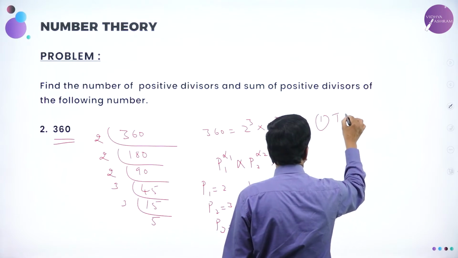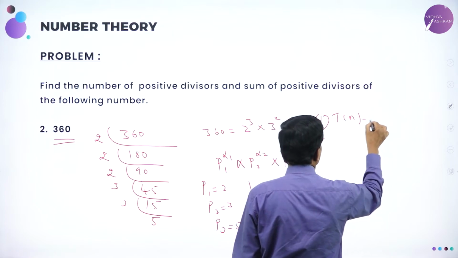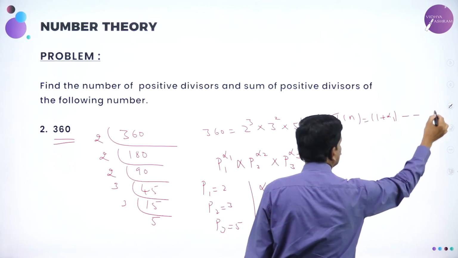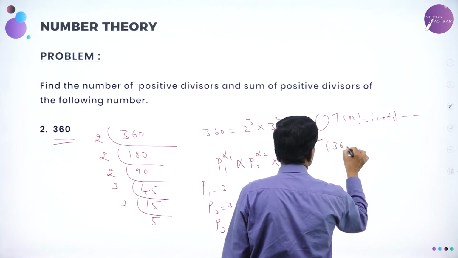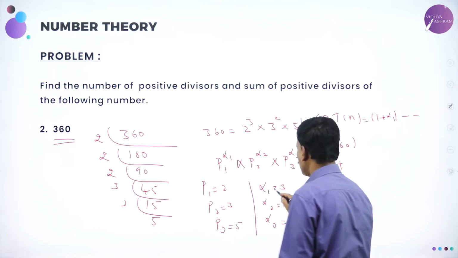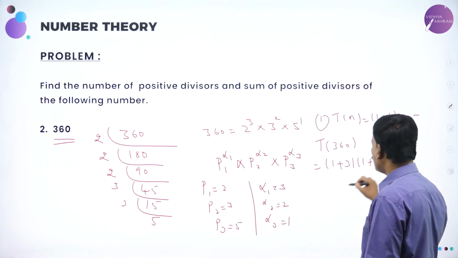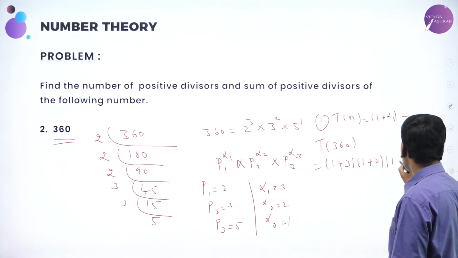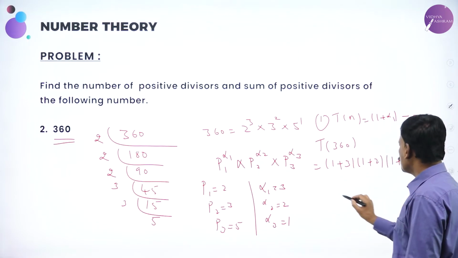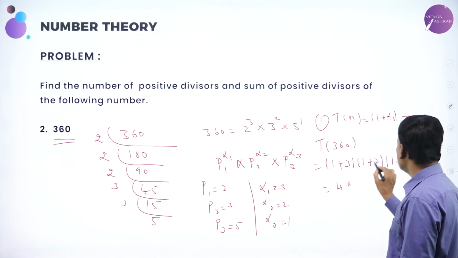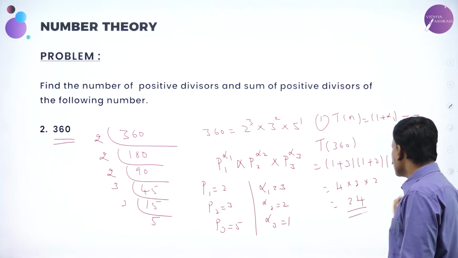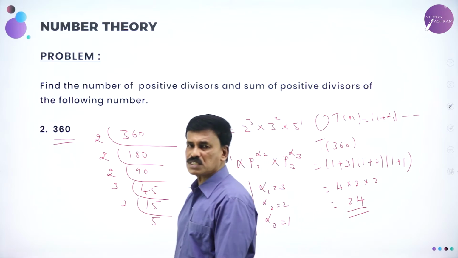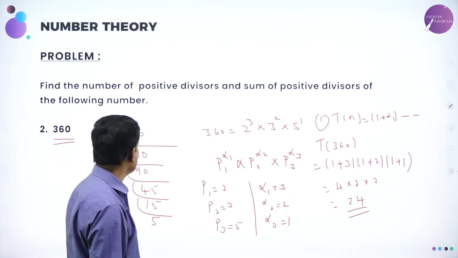The number of positive divisors, T of n, is equal to 1 plus alpha 1 into 1 plus alpha 2, etc. That is, T of 360 is equal to 1 plus alpha 1, which is 3, into 1 plus alpha 2, which is 2, into 1 plus alpha 3, which is 1. So, 3 plus 1 is 4, into 3, into 2. 4 3s are 12, 12 2s are 24. So, the number of positive divisors of 360 is 24.